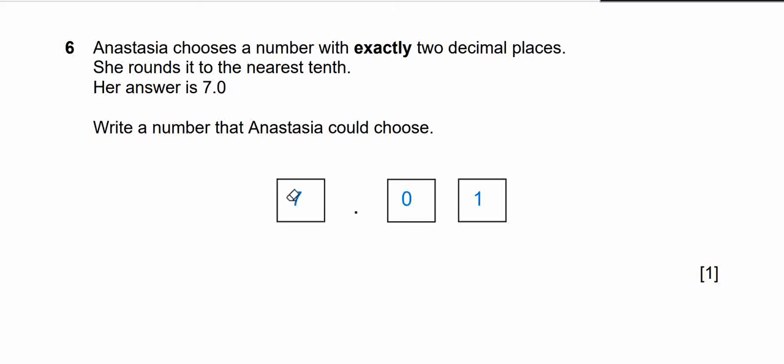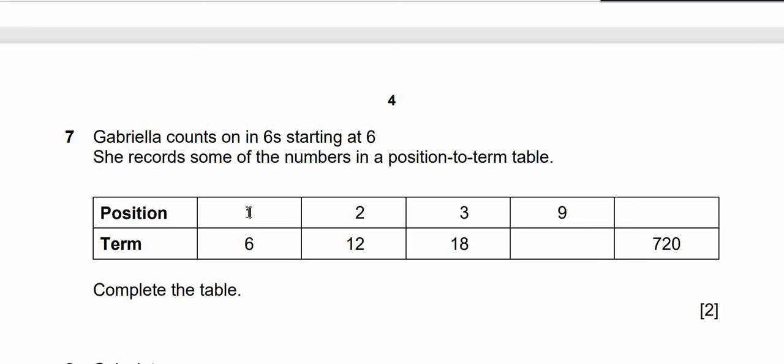Next, now we are in question 7. We have rail accounts in 6. Starting at 6, she records some of the numbers in a position to term table. Complete the table. 10 seconds from now.